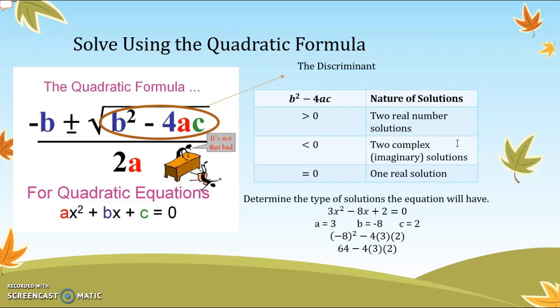Minus 4 times 3 times 2. So if I take -4 times 3, we get -12, times 2 is subtract 24, and 64 minus 24 is 40. So here I ended up with a positive number, so a number that's larger than 0. This tells me that we're going to end up with two real number solutions. Now, we may not have nice whole numbers when we take the square root, but we will have two real number solutions. And that wraps up using the quadratic formula along with the discriminant.